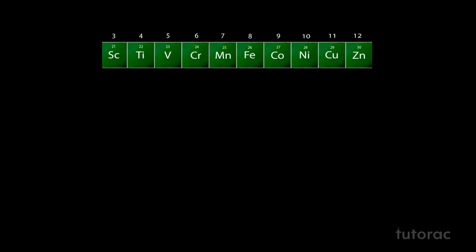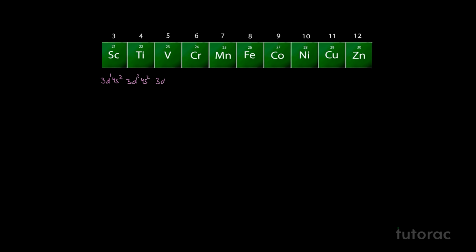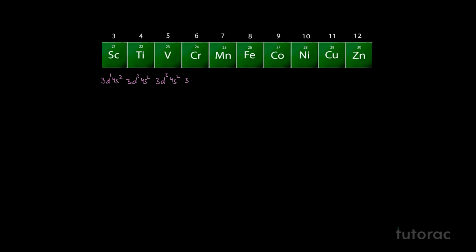So here, if I completely fill all of these, we will see that scandium is 3d1 4s2. Titanium, 3d2, 4s2. Now you can get along with me and try to complete all of them. But remember, if I go to vanadium, it would be 3d3, 4s2. What will happen to chromium? You might think that it should be 3d4, 4s2. But that is not the case here. If you write it this way, it will be wrong.